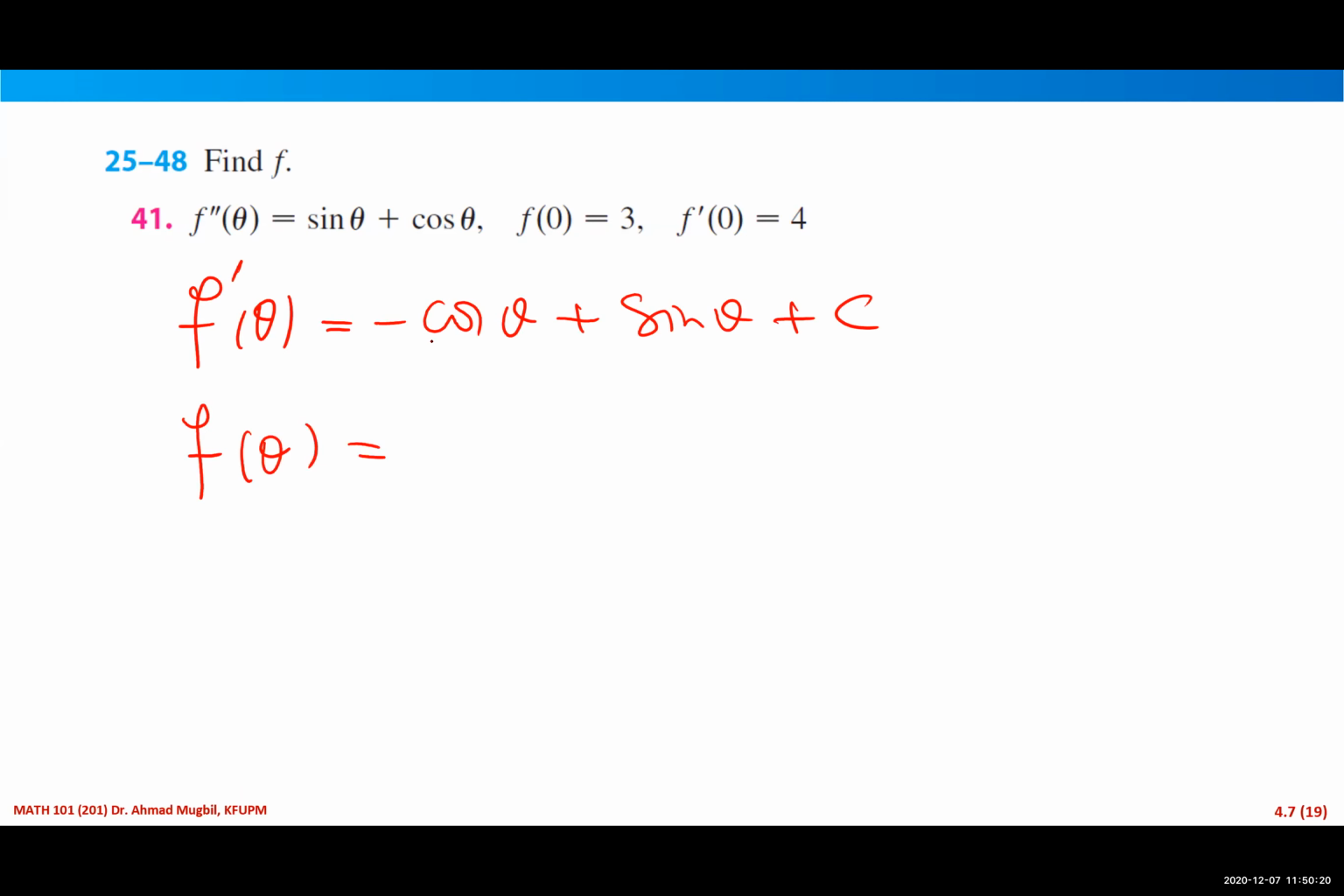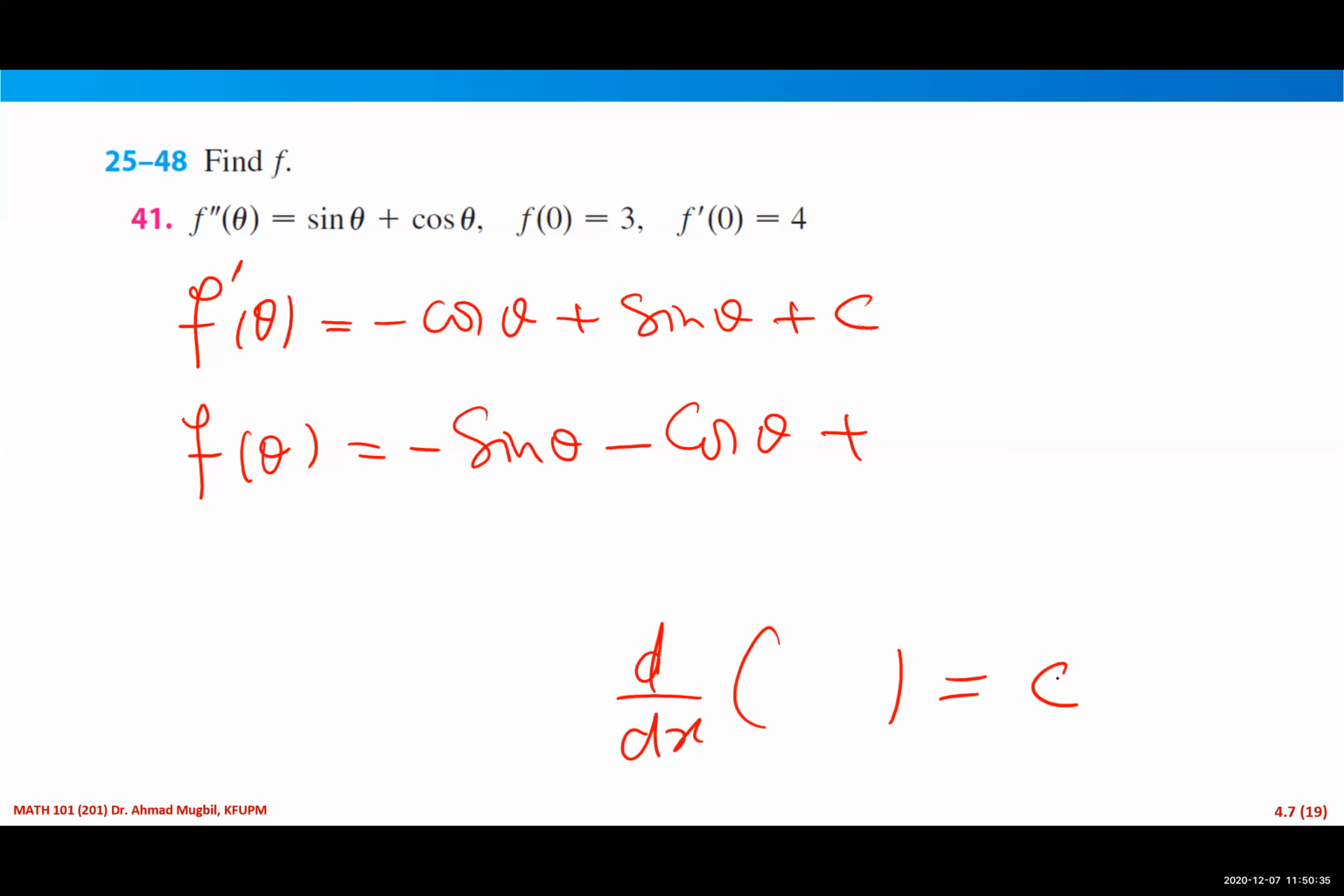The antiderivative of cosine is sine. The antiderivative of sine is negative cosine, plus the antiderivative of c. What is the function that its derivative is c? What is the function that its derivative is 4, for example? It is 4x. Yes. So this will be cx. So we will have here cx plus another constant, which is d. This is a very important trick, ya Shabab, in this question.